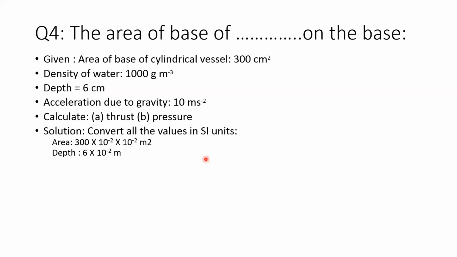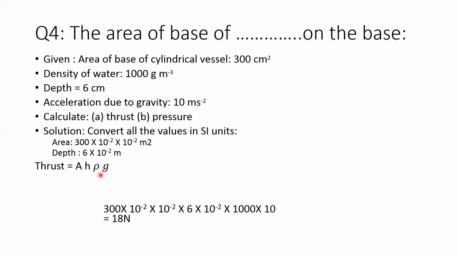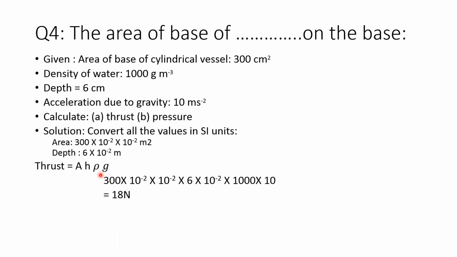So this is the area in meter square. This will be the depth in meters. So formula of thrust will be area into height into density into gravity. So it will be equal to 18 Newton. Then again I will apply the same formula, pressure equals force upon area or H rho g. So the value of pressure will be 600 Pascal. Clear everybody? Clear this question? Okay.